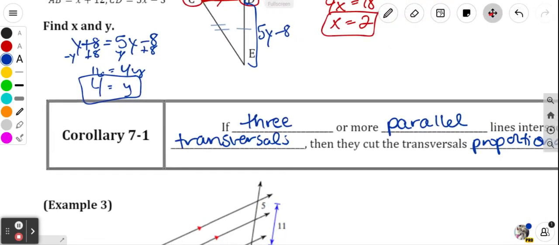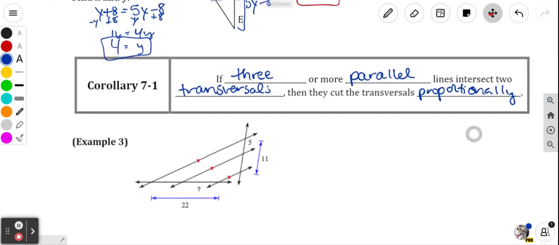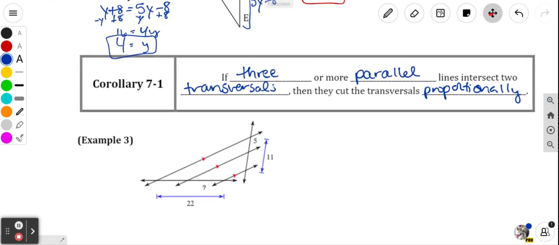Okay, the next one is kind of similar to the first one, triangle proportionality. It's just not in triangles. So it basically says if you have three or more parallel lines cut by transversals, the transversals are cut proportionally. So that just means that the four segments, these 1, 2, 3, 4, are proportional. And also this whole thing, like both of them together, is proportional to these two together.